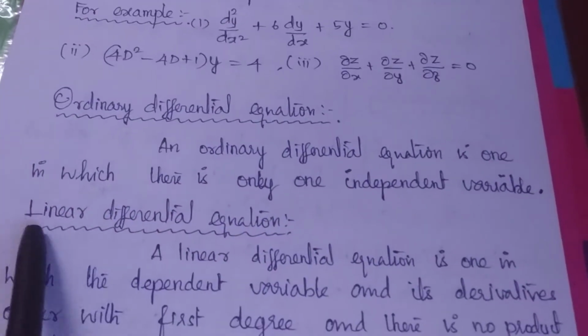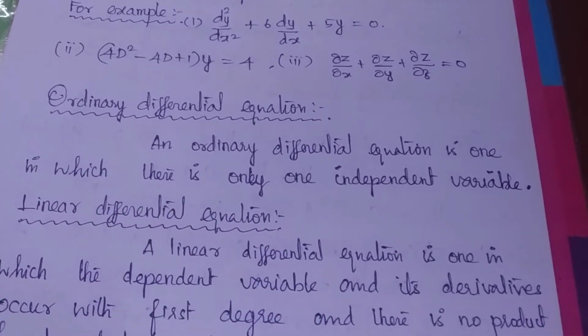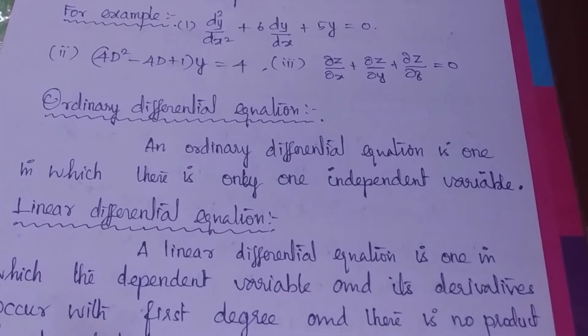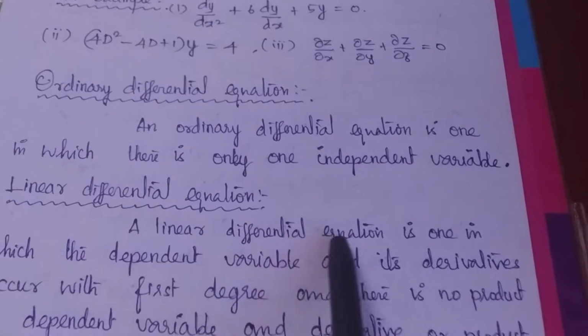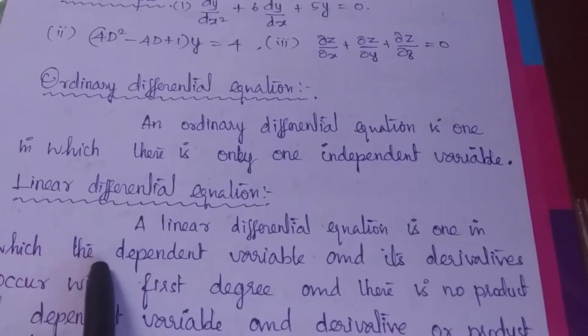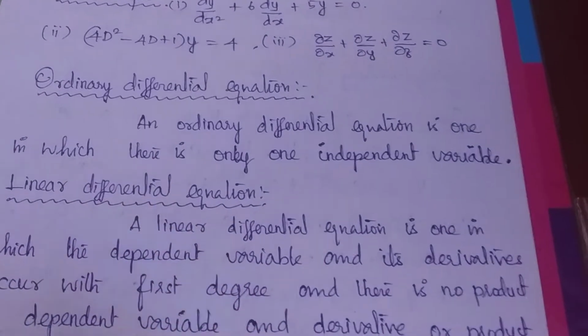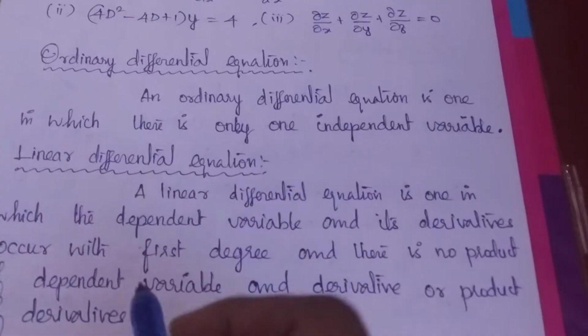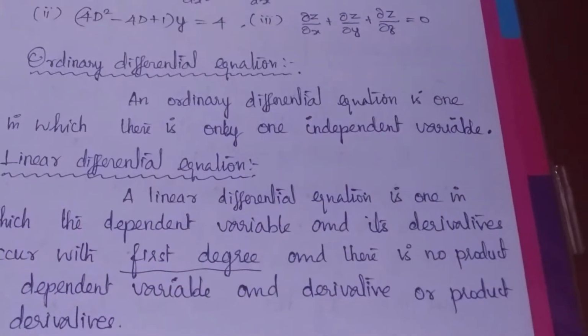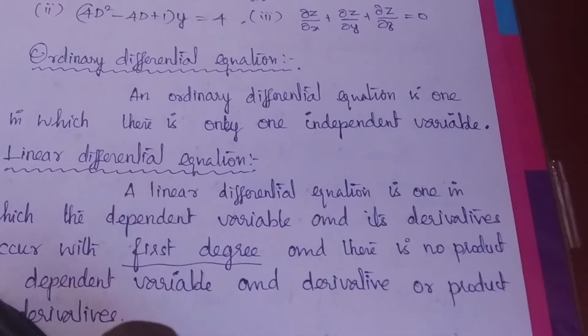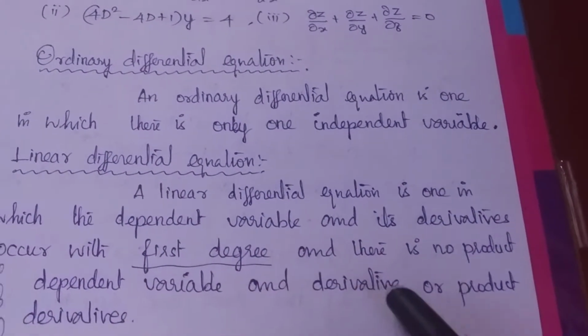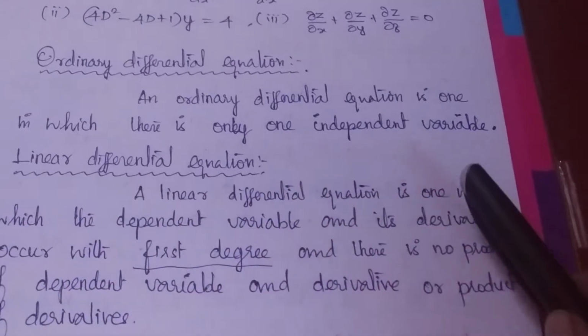Linear differential equation. What is a linear differential equation? A linear differential equation is one in which the dependent variable and its derivative occur with the first degree. The important thing is first degree. There is no product of dependent variable and a derivative, or product of derivatives.